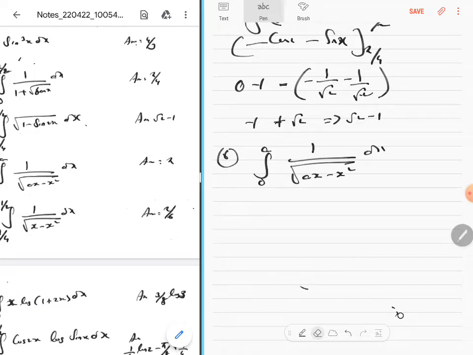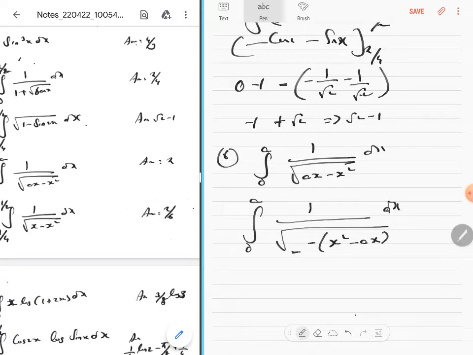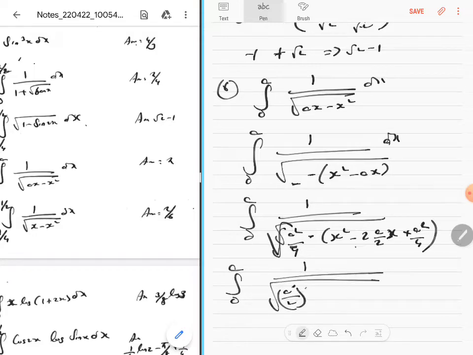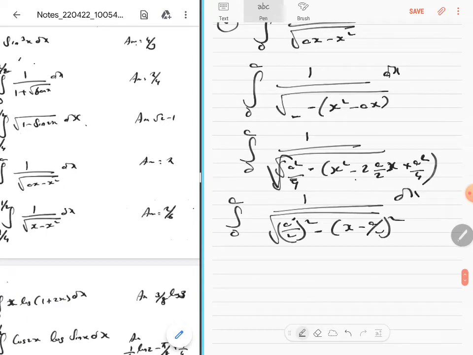So I don't have a choice but to do it by completing the square. So 0 to a, 1 by root of something minus x square minus ax. To write it as a completion of square, I am just doing 0 to a, 1 by root of something minus x square minus 2 into a by 2 into x. So I'll have a plus a square by 4, and I'll have a minus a square by 4, which can come here. So then 0 to a, 1 by root of a by 2 the whole square minus x minus a by 2 the whole square into dx. So now this is like x minus a by 2 as t, dx is equal to dt. How does the limit change?